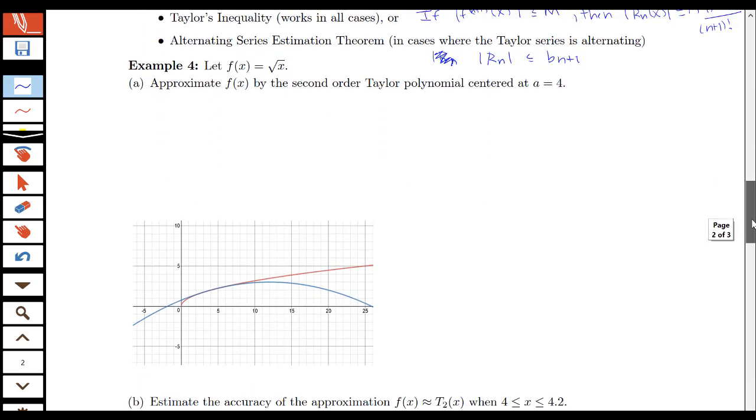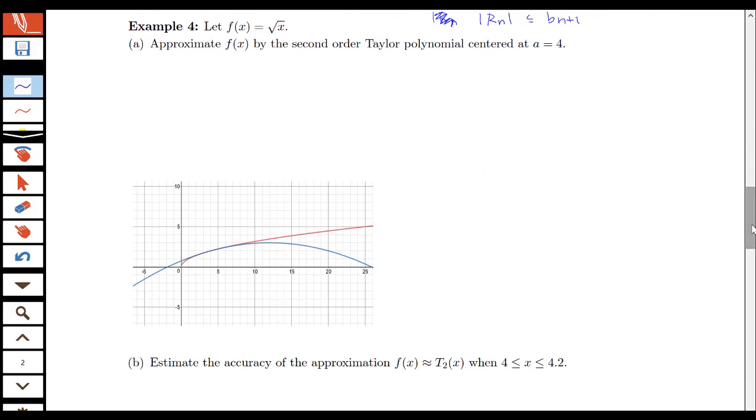So let's look at our first example here. I have the function f of x equals the square root of x, and I want to approximate f of x by the second order Taylor polynomial centered at 4. Okay, so that means I want to find T2 of x for this particular function. Note that the second order Taylor polynomial would be f of a plus f prime of a times x minus a plus f double prime of a times x minus a squared over 2 factorial.